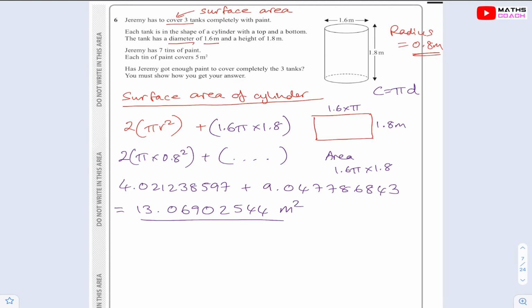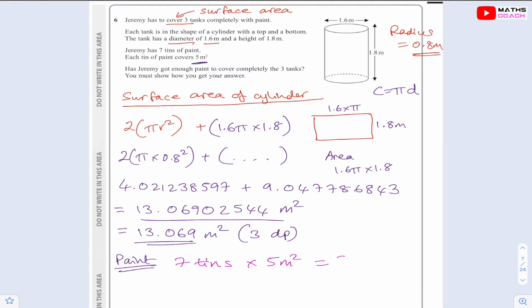Now we can round this, it might be easier as we move on. So let's round it to 3 decimal places. So you get 13.069 meters squared to 3 decimal places. What's next? We've worked out the surface area of this cylinder. We know that Jeremy has 7 tins of paint. So let's work out how much paint he has. So the paint, 7 tins times by 5 meters squared each tin. So he can cover with his 7 tins an area of 35 meters squared.